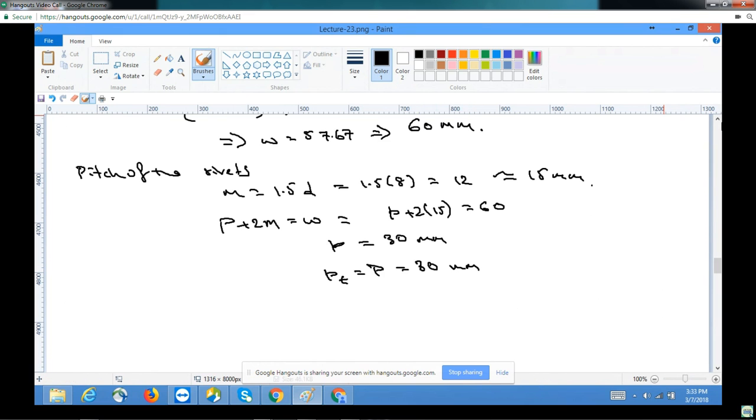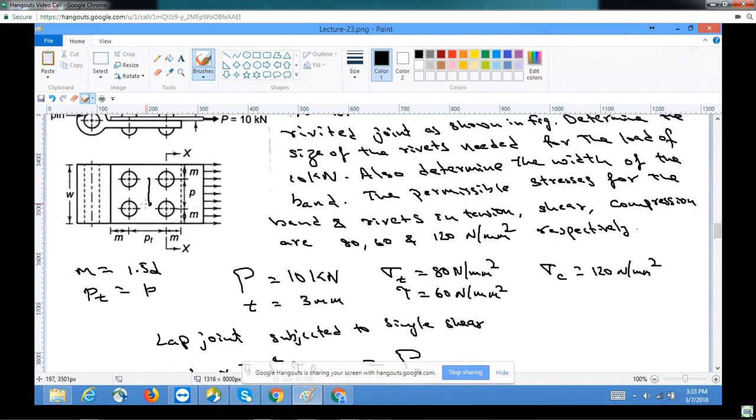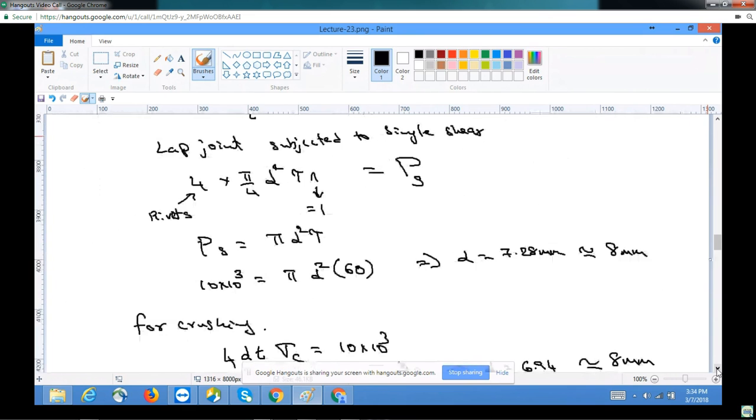So this means in this case this distance is 30, this distance is also 30, this is 15, this is 15, 15, 30, 15. So this to this is W. So hence we defined that, same as this W. So we have determined the width of the plate. That is how this plate is designed for the riveted joint.